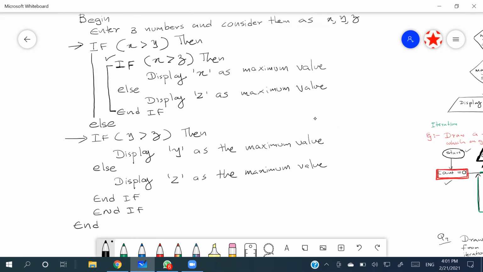Right. Got that? So can you end if all three at once? No. That inner end if, Minul, you should end with that particular thing.